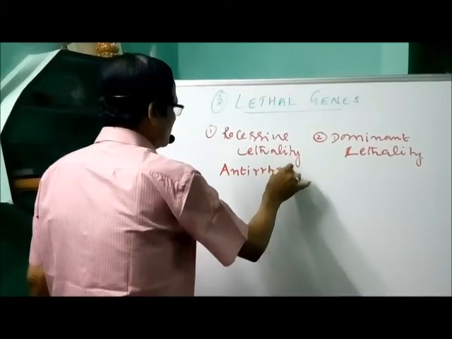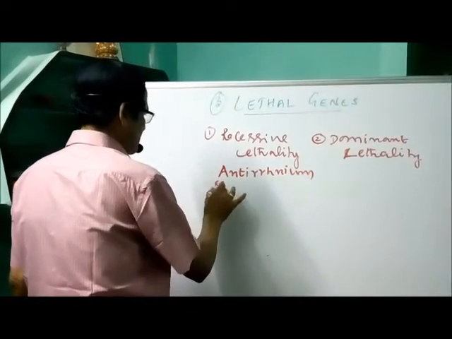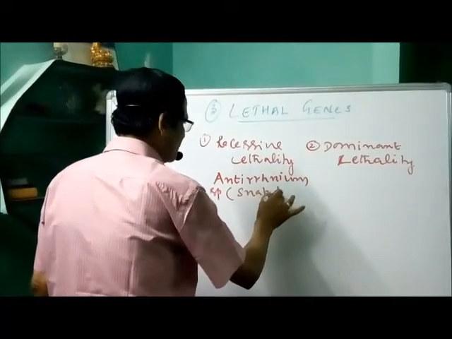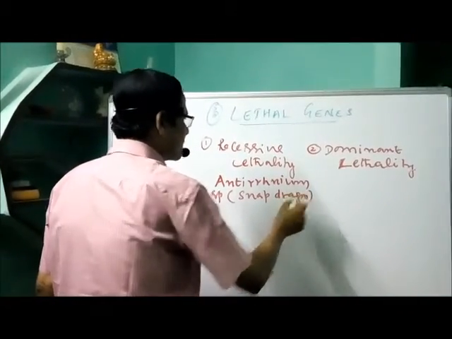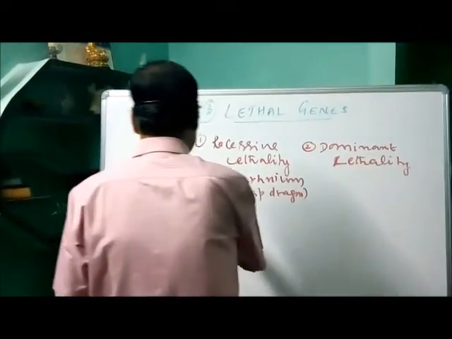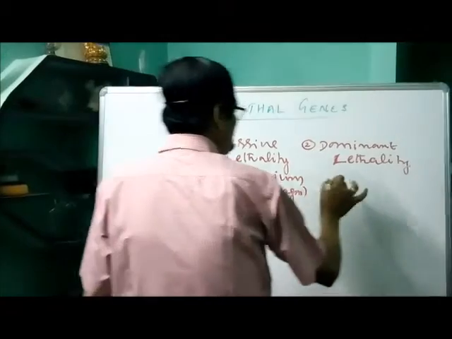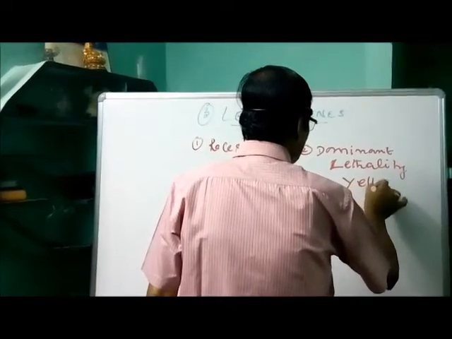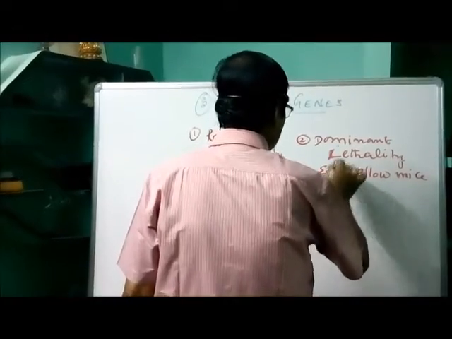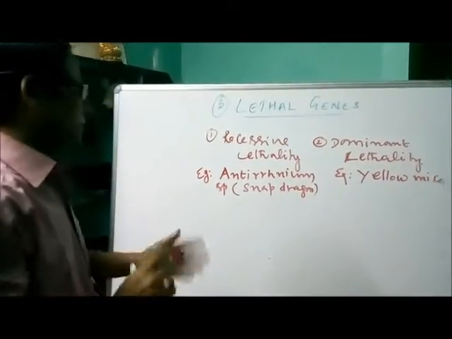Antirrhinum, you know, the snapdragon. We have already studied the flower color of snapdragon for incomplete dominance. Here we are going to study it for lethality. The example for dominant lethality could be yellow mice.